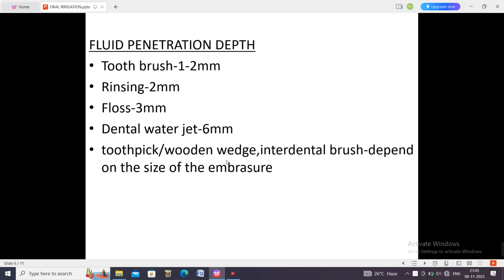Different types of fluid penetration depth. Toothbrush penetrates 1 to 2 mm, rinsing penetrates 2 mm, flossing penetrates 3 mm, and the dental water jet penetrates 6 mm. Toothpicks, wooden wedges and interdental brushes depend on the size of the embrasure.